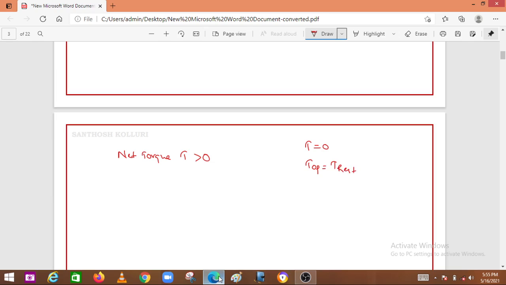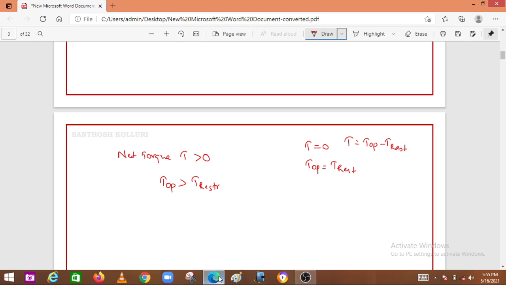As from the formula, the torque is equal to operating torque minus restraining torque, as we have just seen. Therefore, under the threshold condition, the operating torque is equal to the restraining torque. As and when the torque is greater than 0, the operating torque is greater than the restraining torque. In that case, the relay will be operated.